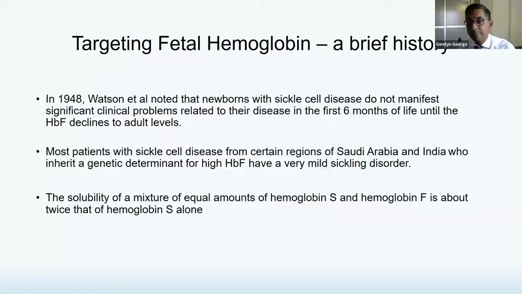Then they realized that patients in Saudi Arabia and India who seem to inherit another haplotype, or seem to have increased hemoglobin F, had a very mild sickling disorder. Looking into the solubility of the molecule, they realized that the solubility of a mixture of equal amounts of hemoglobin S and F is twice as soluble as that of hemoglobin S alone. So everyone got really fixated on trying to figure out how to increase hemoglobin F.